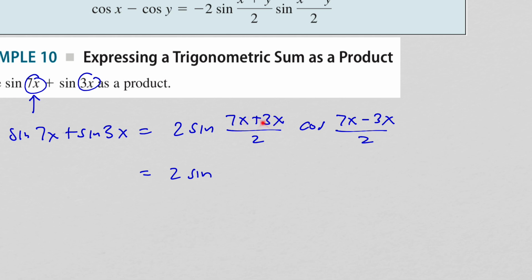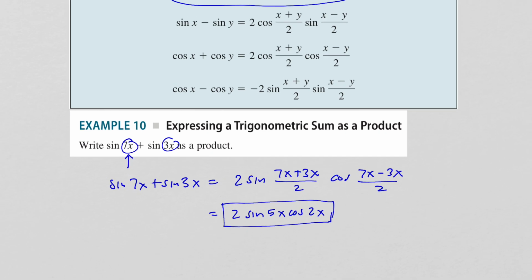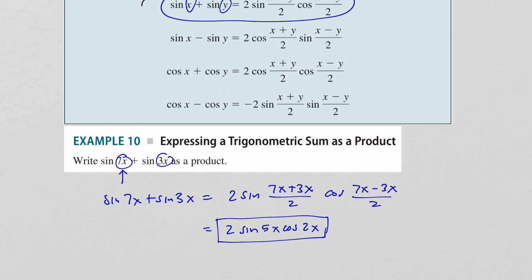So 7x plus 3x is 10x. 10x divided by 2 is 5x. And then we have cosine of 7x minus 3x is 4x divided by 2 is 2x. And that is as far as we need to take this one. And again, you can see now we have changed a sum into a product.